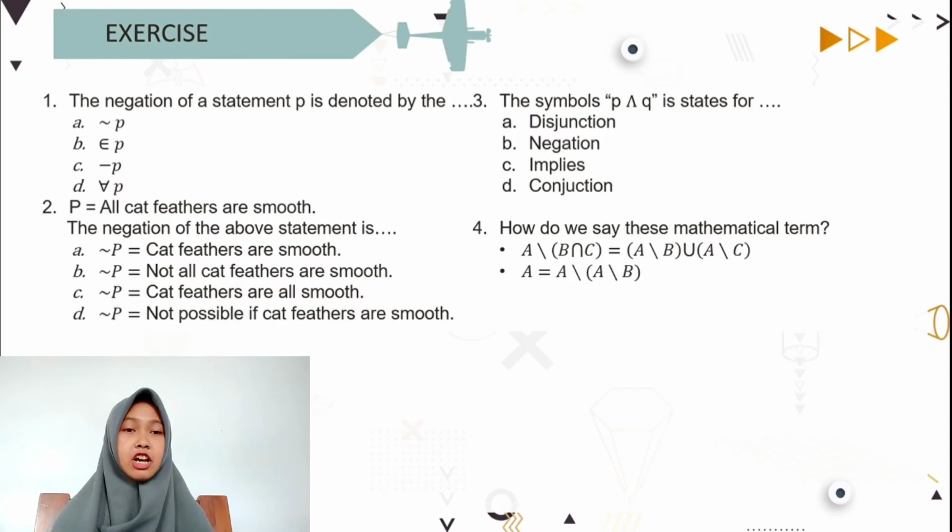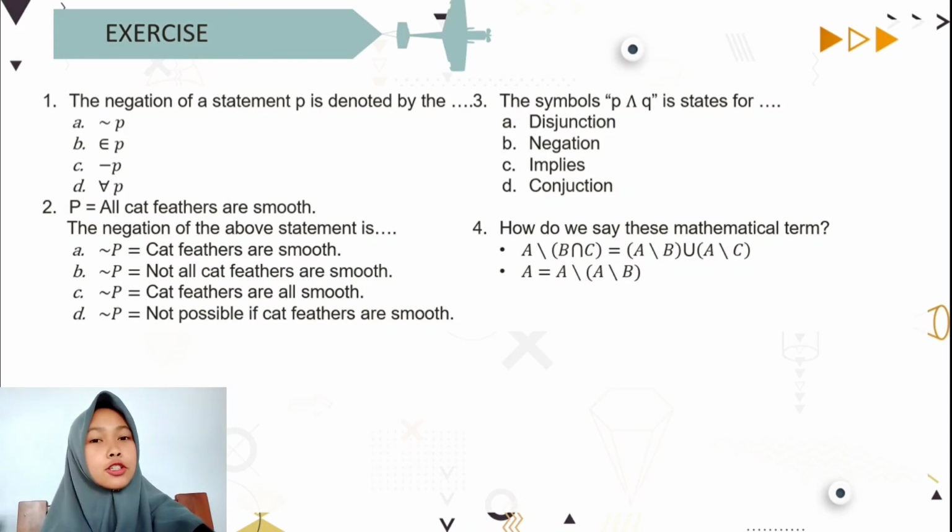Maybe that is enough for the material that I share with you. To know your understanding, please do this exercise on paper, and then scan it and send it to me via email. Okay?